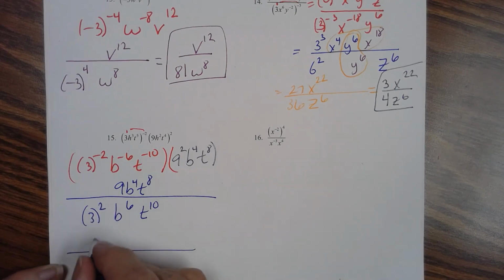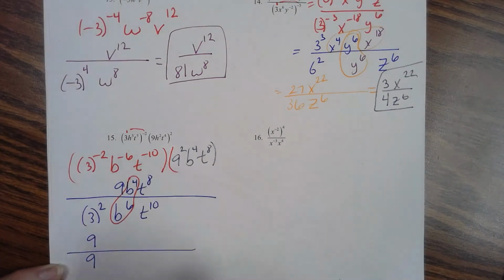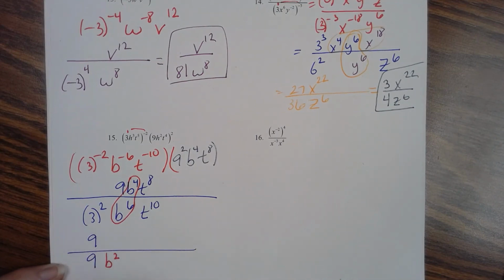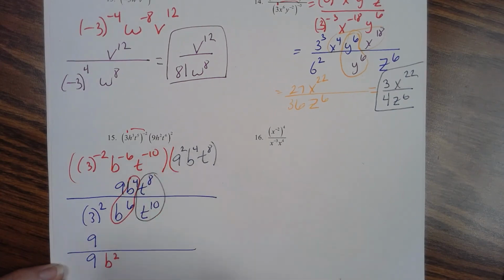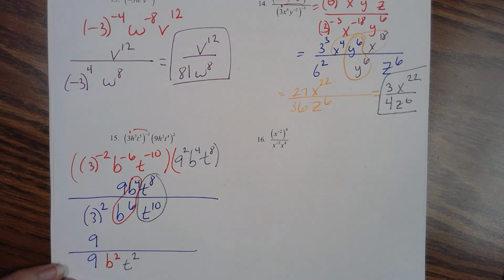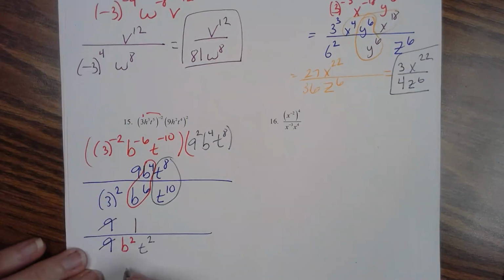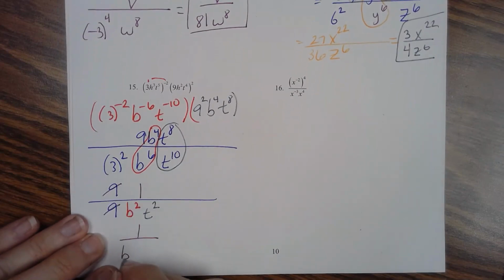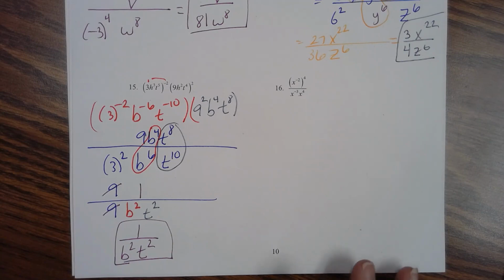So multiplying out, 3 squared is 9, so we get 9 over 9. When we are dividing, we subtract exponents, and 4 minus 6 is negative 2, so it's going to go down and become a positive 2. And 8 minus 10 is also negative 2, so it's going to go down and become a positive 2. Lastly, 9 divided by 9 is 1, and we do need the 1 on top because everything canceled out. So we have 1 over h squared t squared.